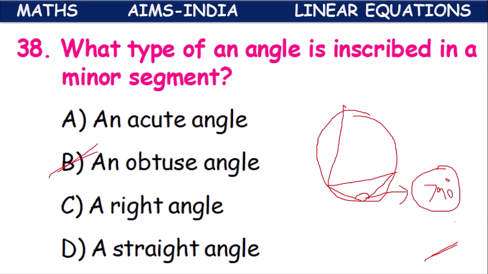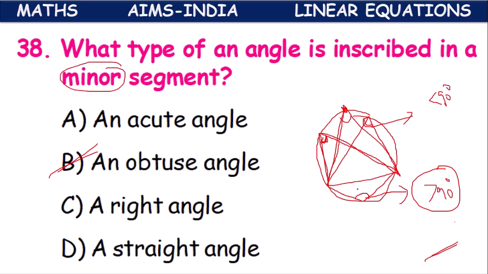The angle formed in a major segment means from the endpoints of the chord to any point on the circle on this side. The angle formed here is called the angle inscribed in the major segment. All the angles will be less than 90 degrees. So the angle inscribed in a major segment is acute, and in a minor segment is obtuse. Here they asked about the minor segment. In the smaller segment, an angle greater than 90 degrees will be formed. So answer, obtuse angle.